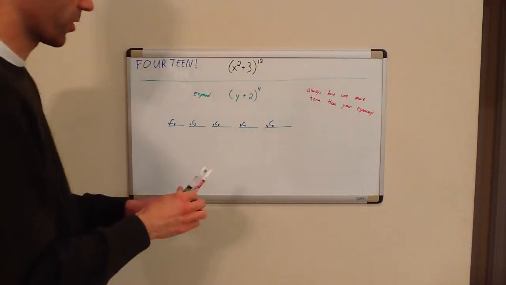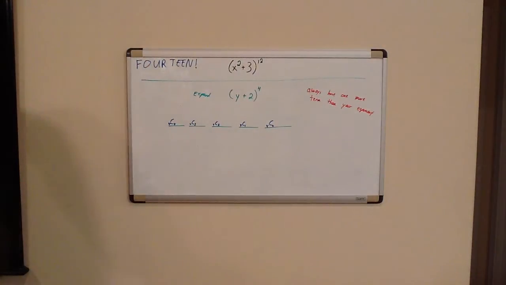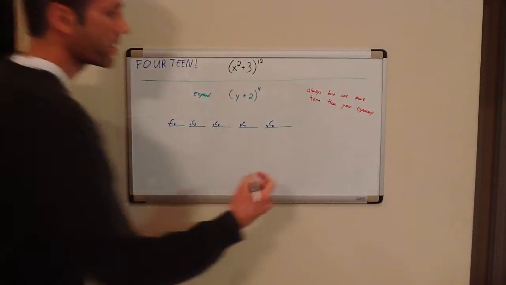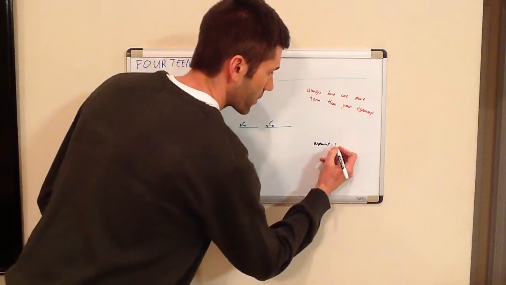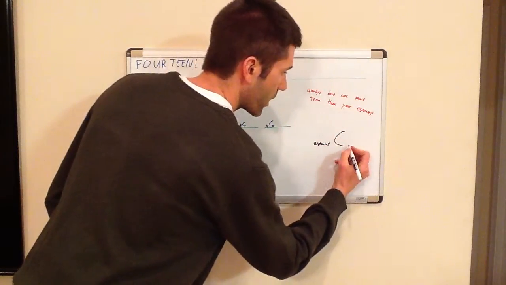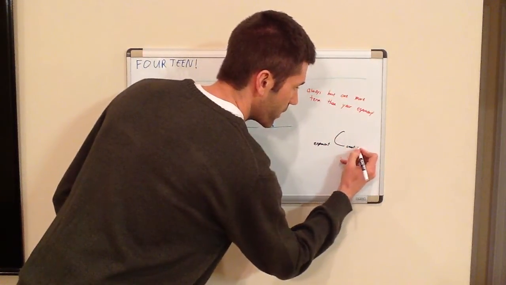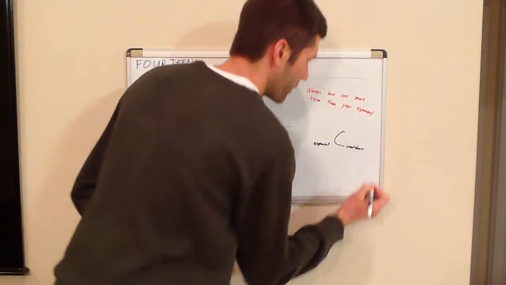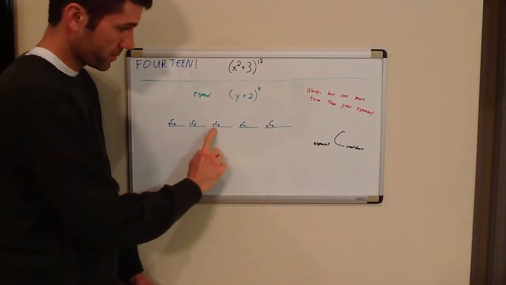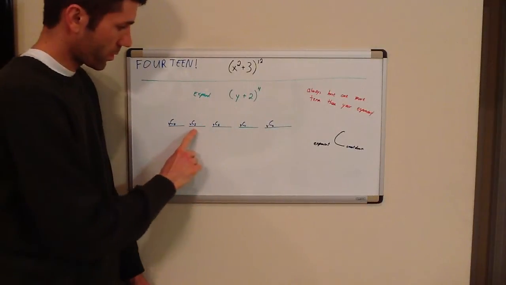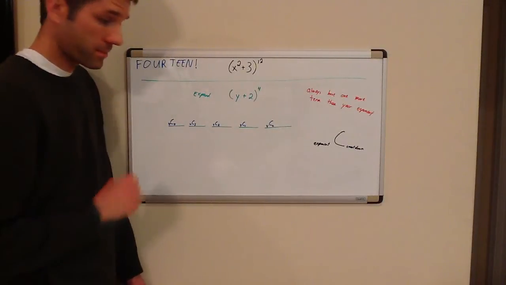Good. Then let's go. Let me explain something to you really quickly, in case you don't know where that comes from. It's always going to be the exponent of the problem, combination, and then count down. The exponent is 4, and then count down. 4, 3, 2, 1, 0.